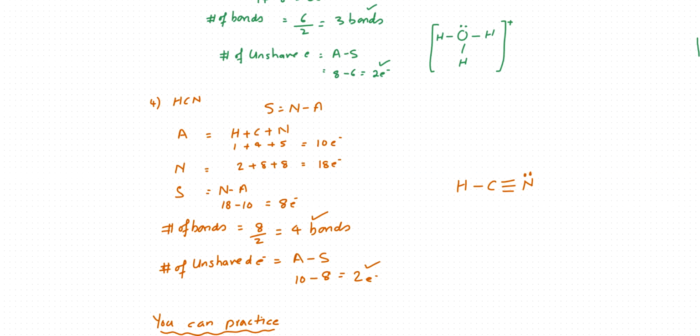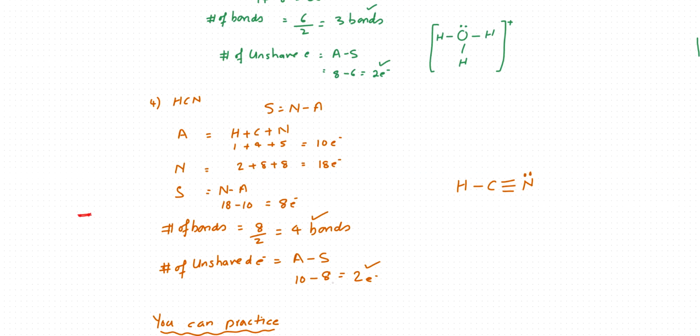8 electrons are shared. How many bonds? Always we divide by 2 because in one bond, 2 electrons are required. They share 2 electrons to make one single bond. So we divide by 2, 4 bonds. Number of unshared electrons, A minus S. So available how many? 10 and shared are 8. So 10 minus 8, 2. So 2 unshared electrons. So we can draw the HCN structure here.